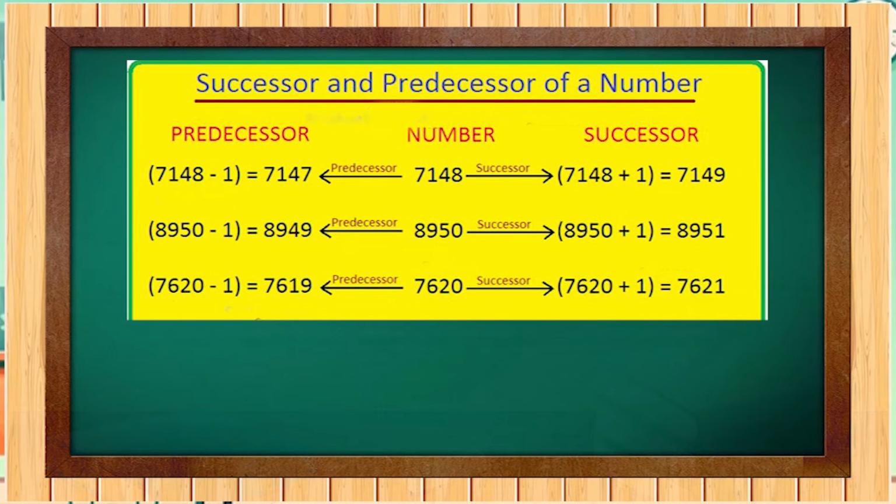The next number, 8,950. If you minus 1 from 8,950, the predecessor will be 8,949. I hope you're following the lesson carefully. To find the successor, you add 1. So if you add 1 to 8,950, you get 8,951.